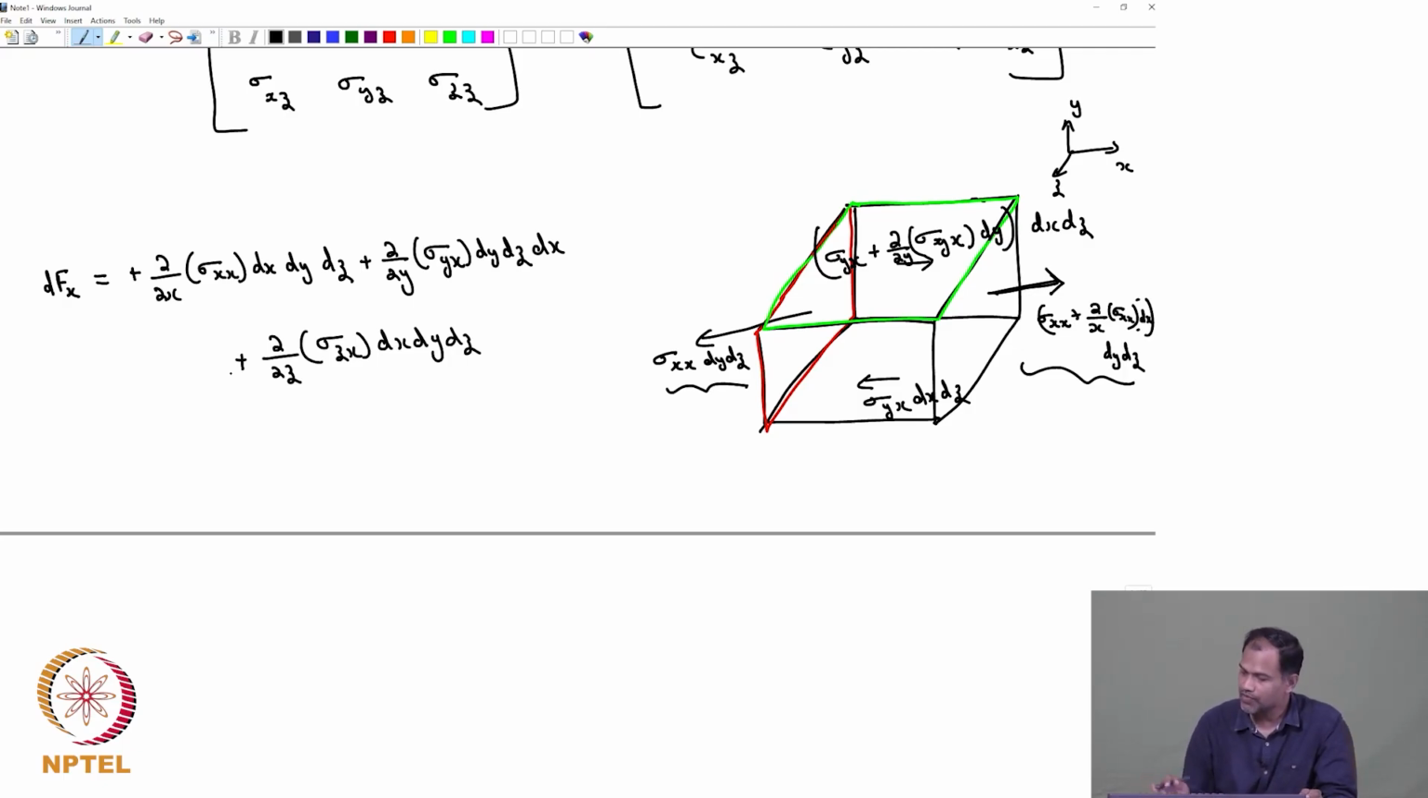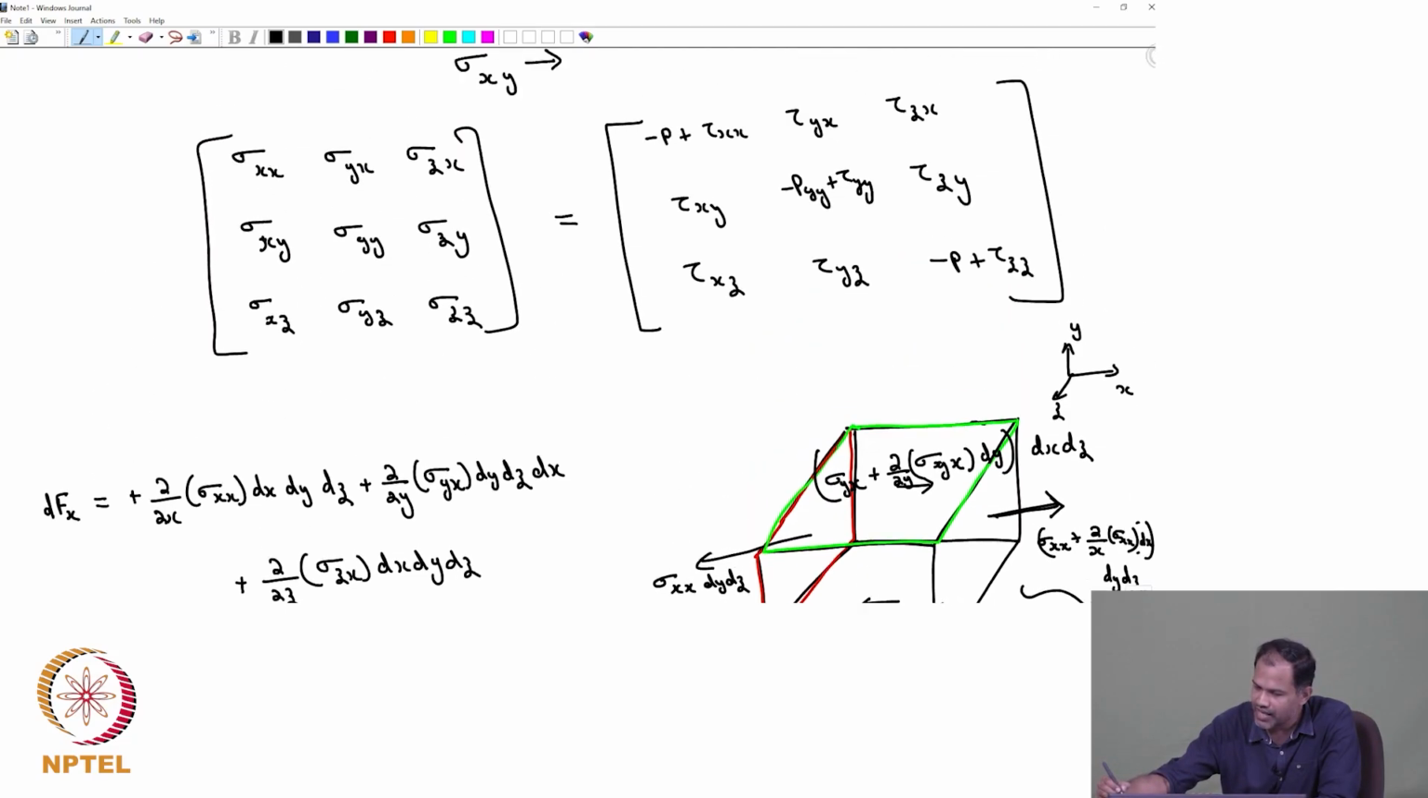So, the force is defined positive in the positive x direction, and therefore, the net force that is acting in the plus x direction is given by that extra contribution. So, that is the force in x direction. Similarly, you can derive a force in y direction and you can derive a force in z direction as well. But we have defined sigma xx as minus p plus tau xx, sigma yx as tau yx, sigma zx as tau zx.